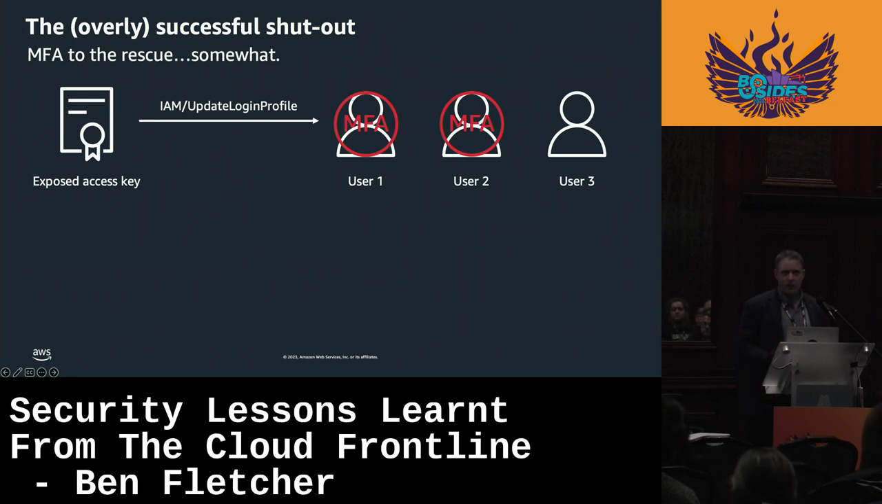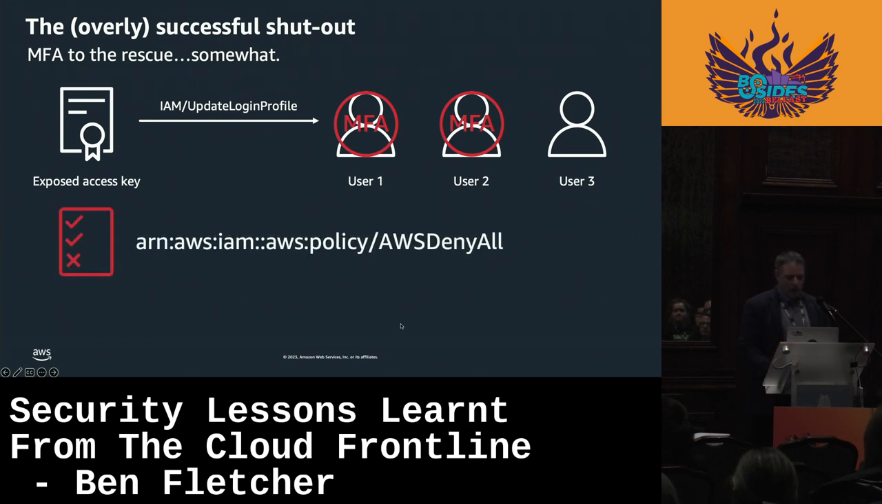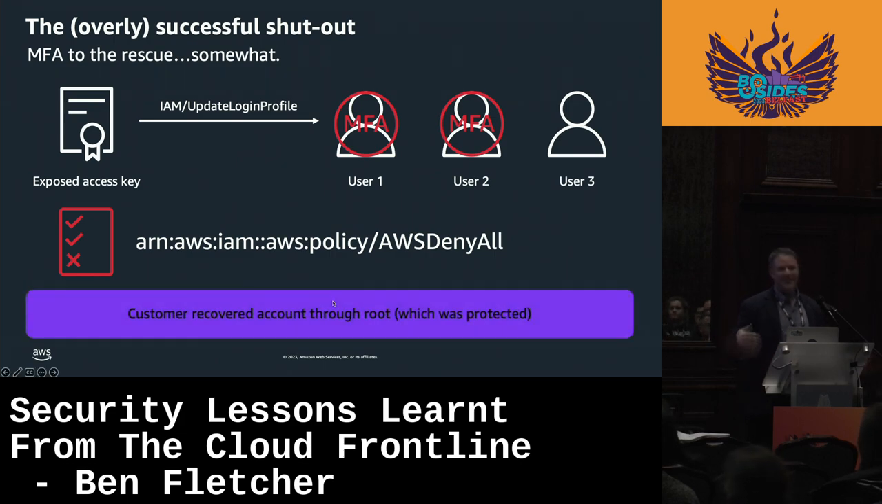They then did something which could have been quite good, but it wasn't great. They applied an AWS managed policy, deny all, but they applied it to everything, including themselves. So not only did it stop crypto mining and notify the customer, because they couldn't log in, that somebody was in there, they locked themselves out. Good news story here, of course: they had root. They could recover all of this. And it was a fantastic lessons identified.